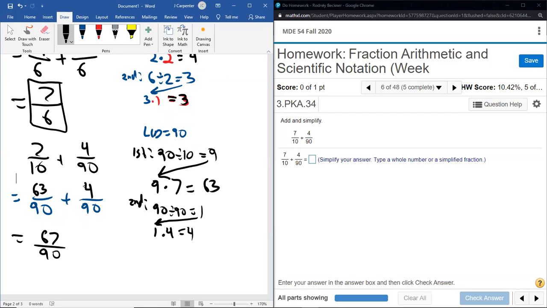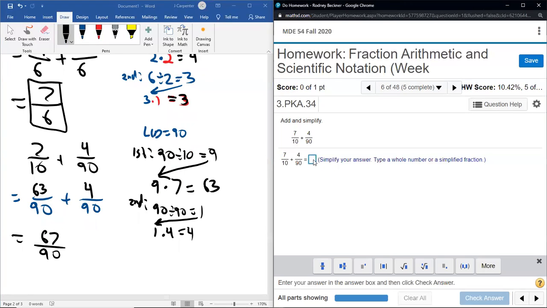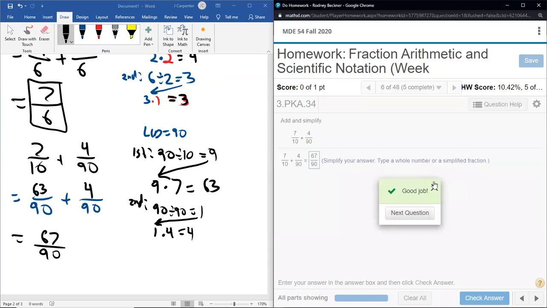Well, 67 is not divisible by 2 or 5 or 10 because it doesn't end in an even number or a 5 or a 0. And it's not divisible by 3 because 6 plus 7 is 13 and 13 is not divisible by 3. So it seems like that is the answer. It seems like that's reduced. Hopefully we went through all the prospects. 67 over 90. We got it right.